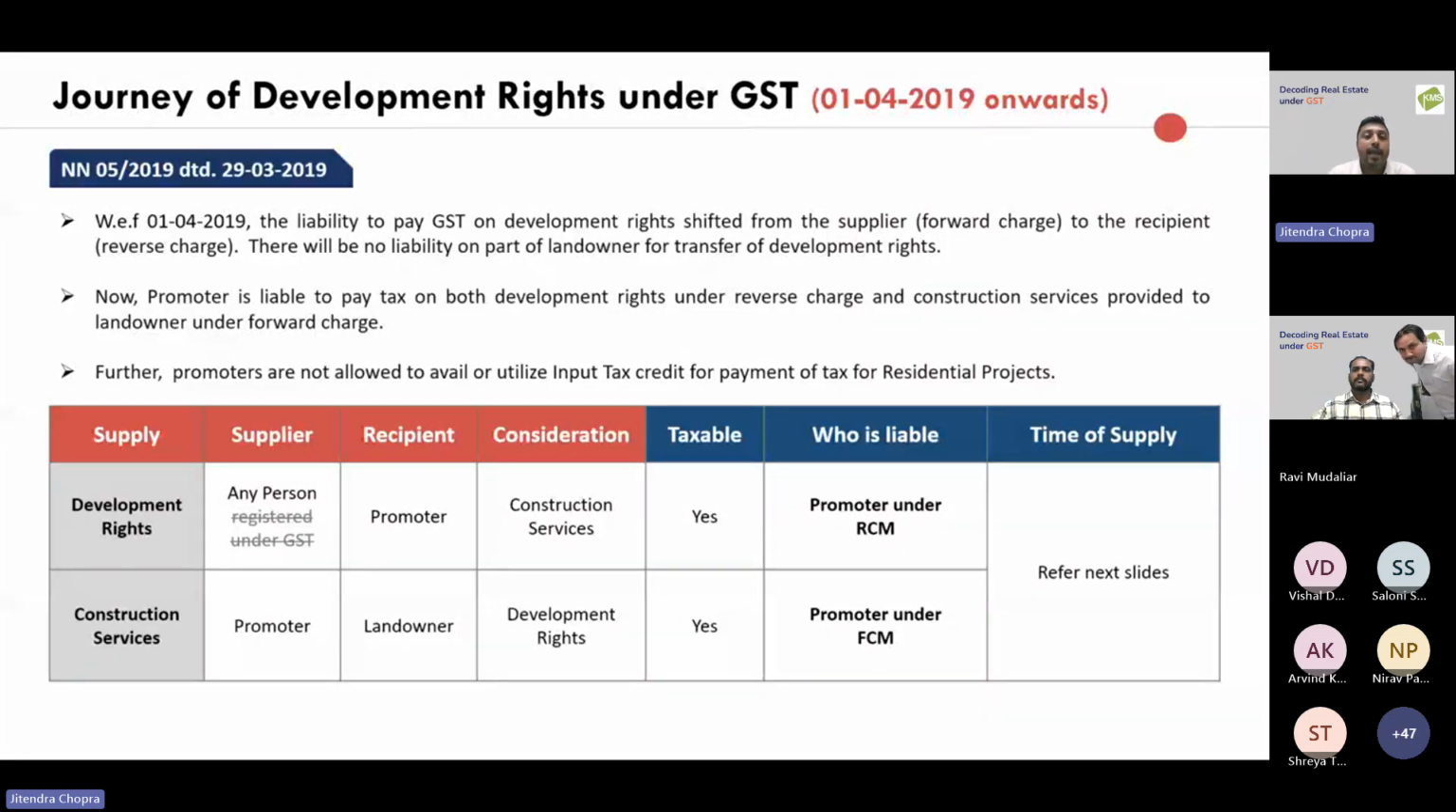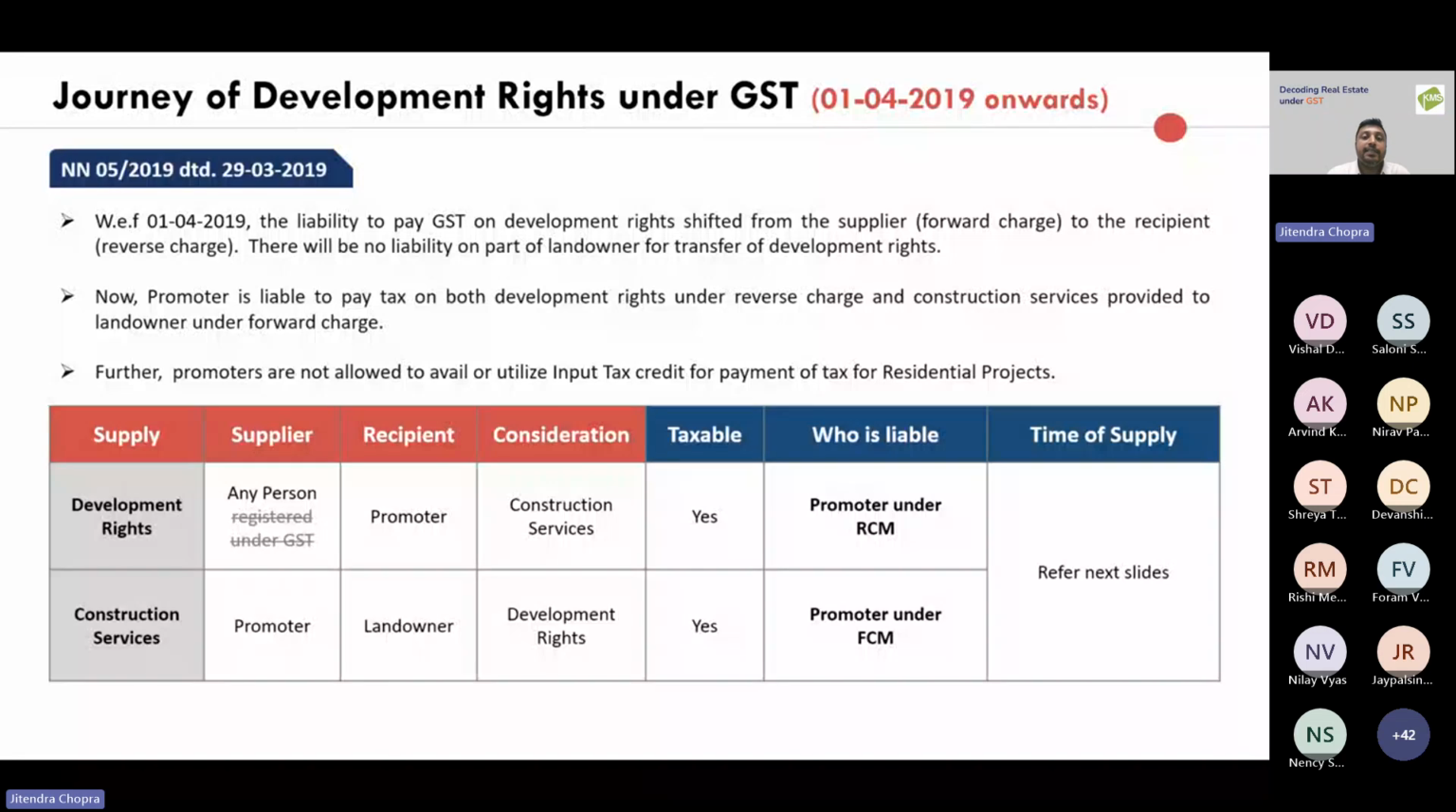Further, after April 2019, ITC restrictions were introduced for residential projects. Therefore, GST paid on TDR in residential projects generally becomes a cash cost for the promoter, which directly impacts overall profitability.